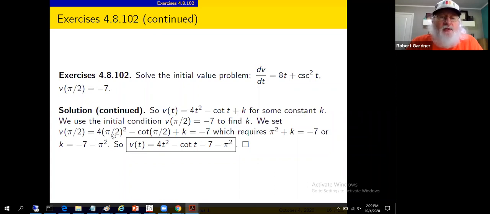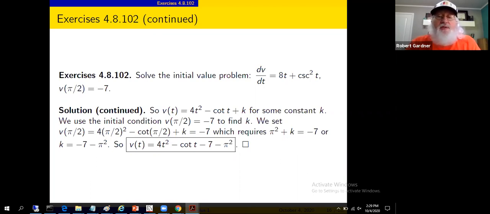So let's see, we get pi squared over 4. That'll simplify to pi squared. Cotangent of pi halves, anyone? I think that's 0. Cotangent of pi halves is 0, so that's gone. And we get pi squared plus k equals -7. So k itself must be -7 minus pi squared.